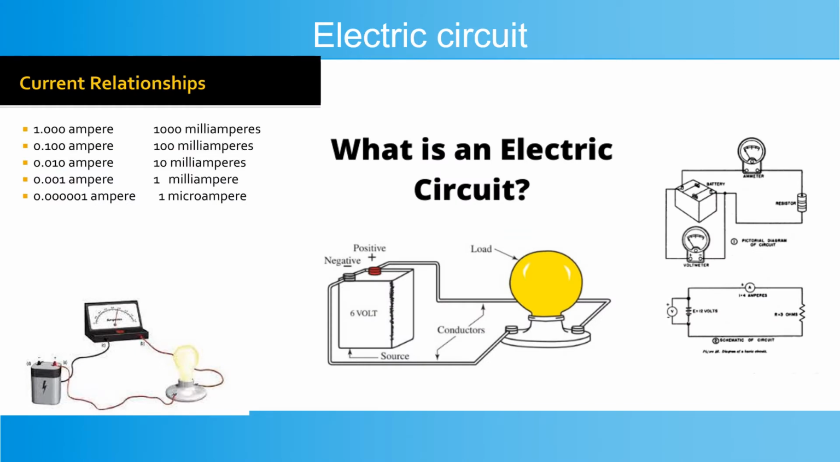Electric current is measured in ampere, which is equal to the flow of 1 coulomb of electric charge in 1 second. The smaller units of electric current are milli and microamperes. 1000 milliampere is equal to 1 ampere and 1000 microampere is equal to 1 milliampere.